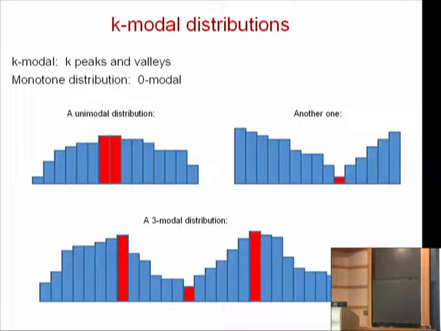This is another unimodal distribution. It has one valley instead of one peak. Here's a 3-modal distribution. So we get the idea.